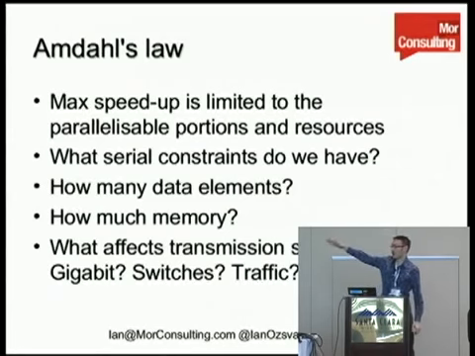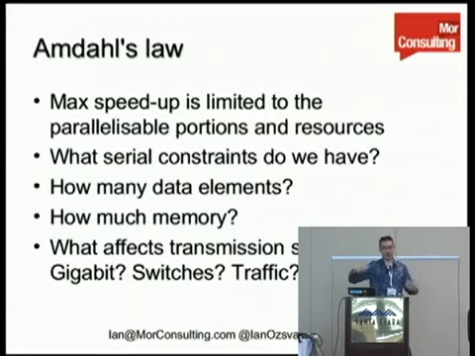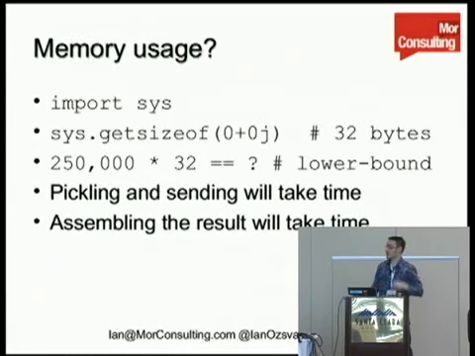So think about what serial constraints might exist, and also think about how much memory might exist. If you're dealing with parallel systems which are going to distribute data across a network, you need to think about the data and the things that might affect the transmission speed. And so one thing to consider is how much memory we're using. So how much memory are we using in this problem?